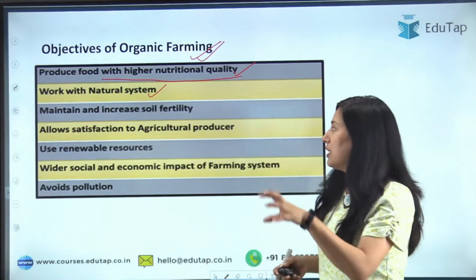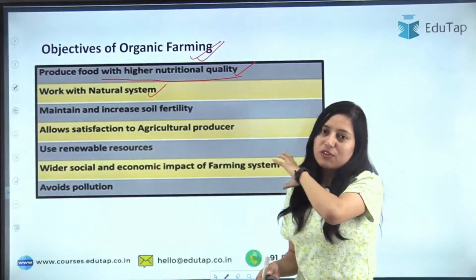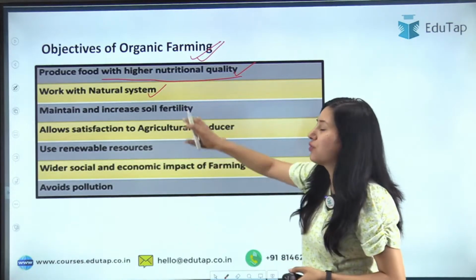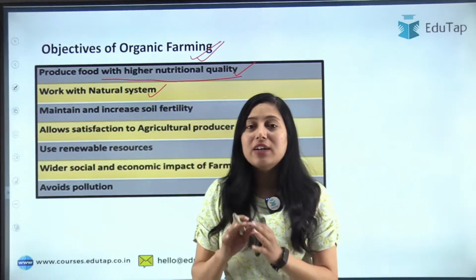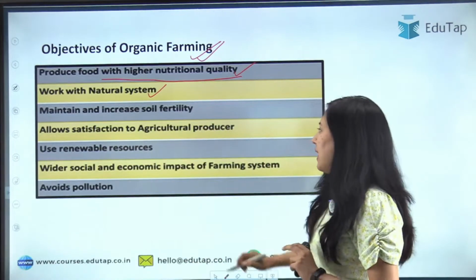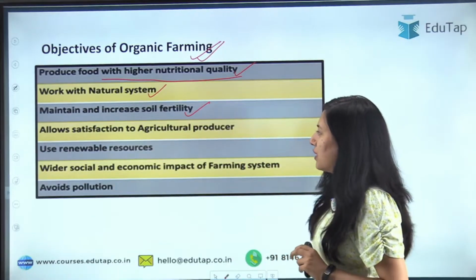So one of the objectives of organic farming is that we have to work with the natural system. Whatever is present in nature, we have to work with that, so that everything is balanced.